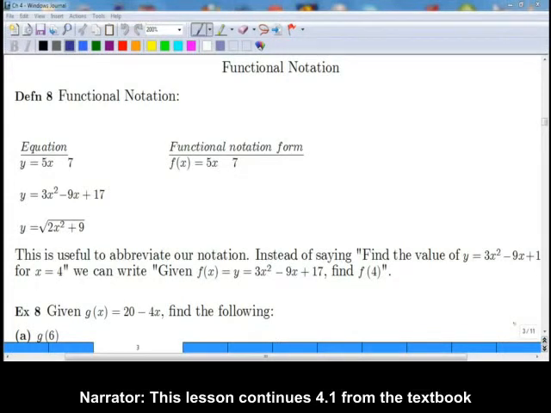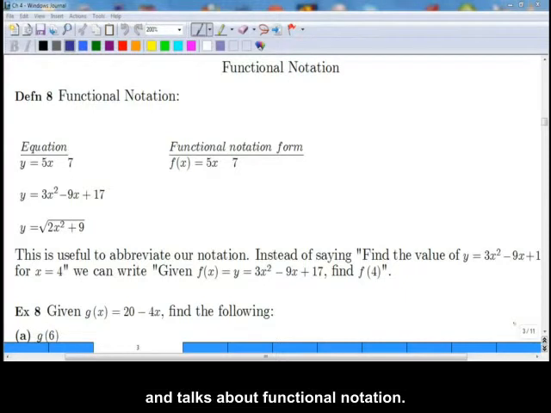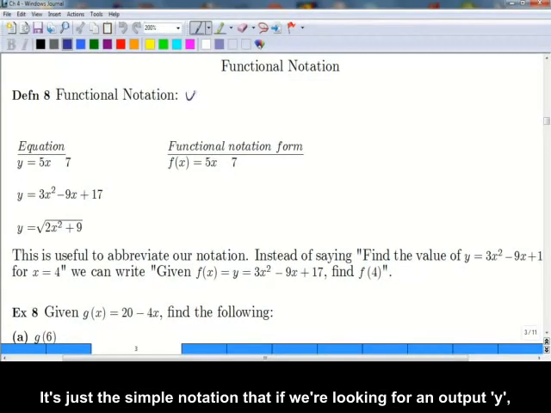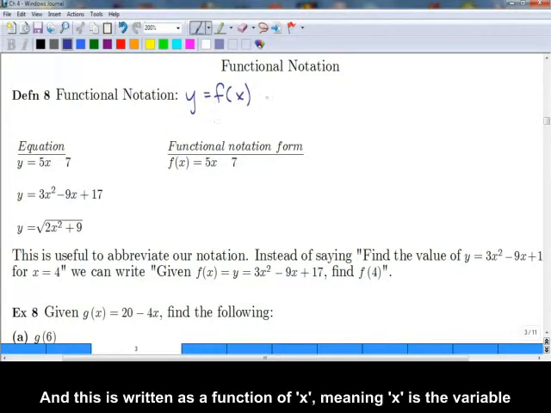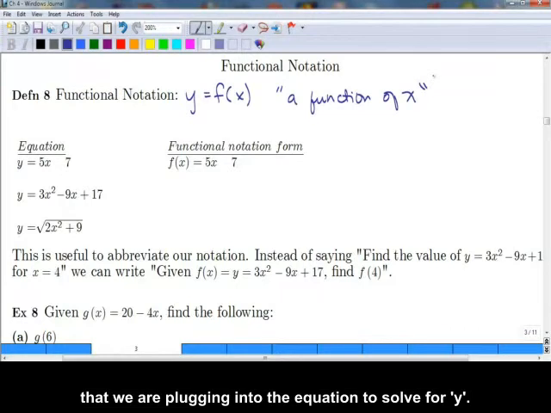This lesson continues 4.1 from the textbook and talks about functional notation. So functional notation is pretty straightforward. It's just the simple notation that if we're looking for an output y, we can also define it to be a function of x. And this is written as a function of x, meaning x is the variable that we are plugging in to the equation to solve for y.